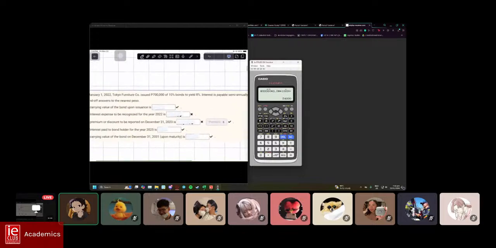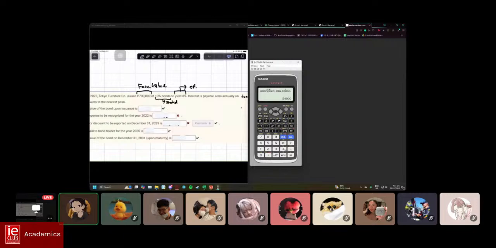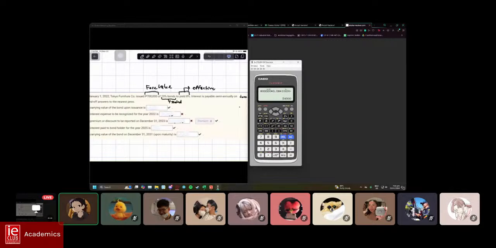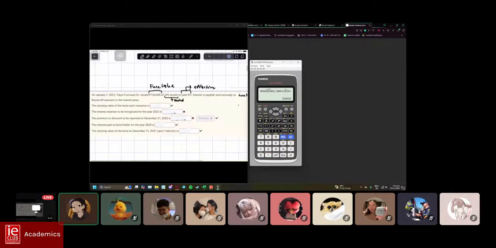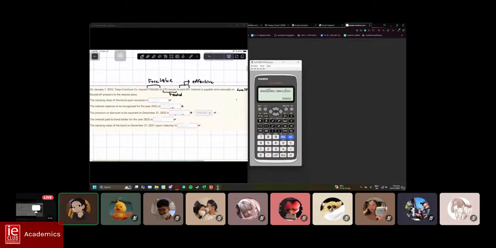So just go over the things and absorb the information first. This is our face value. 10% bonds, meaning this is the stated rate. Then yield 8% means this is the effective rate. So when they say yield rate 8%, I'll just reiterate what I said earlier. Basically, when someone actually invests, the real amount of money that they invest should yield 8% back, even if the bond itself is technically a 10% bond.